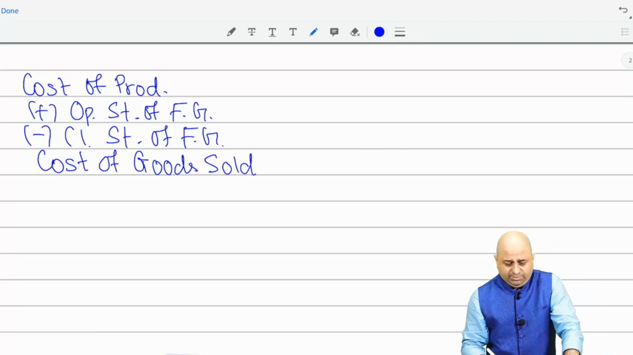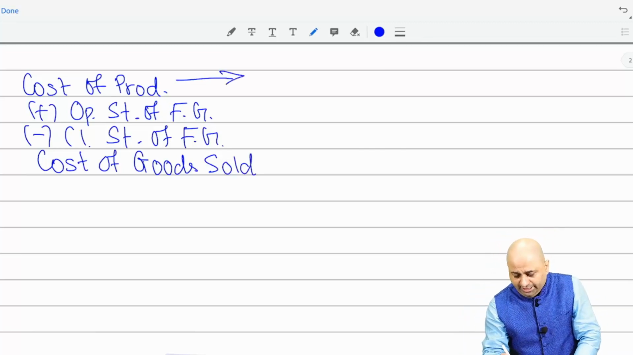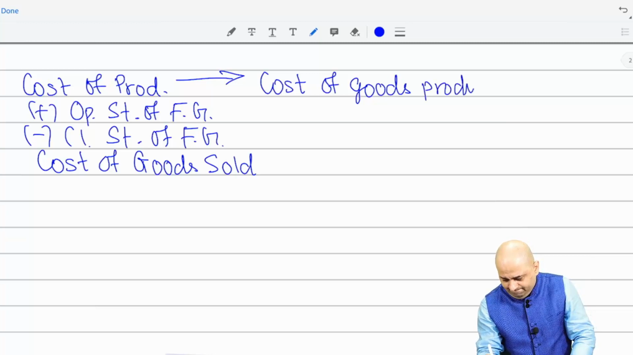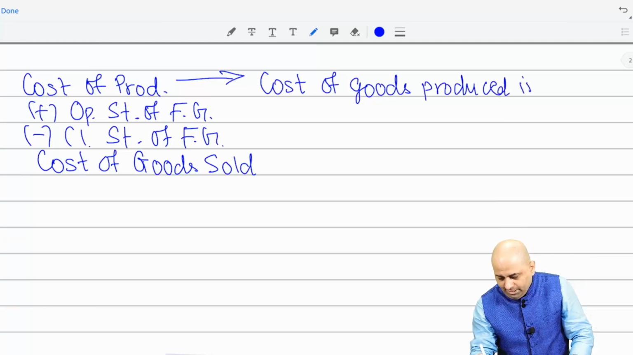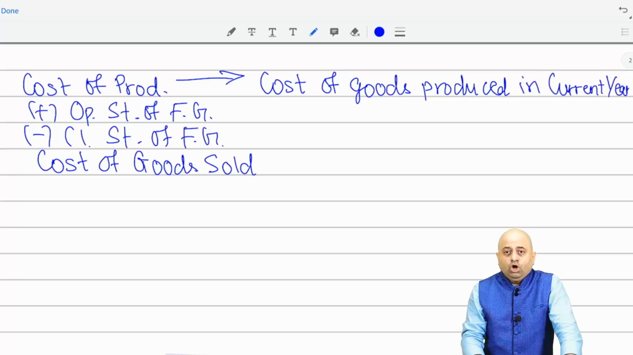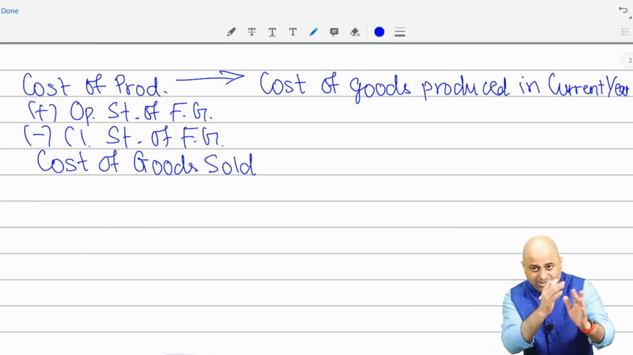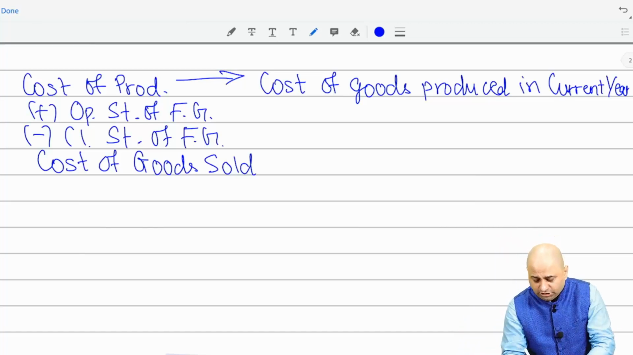This part I want to explain. So cost of production indicates cost of goods produced in current year. Please remember these words, this is very important. Cost of goods produced in current year, and to that you add opening stock, subtract closing stock, you get cost of goods sold. Just a small point, let me change the format a little bit to explain these words.